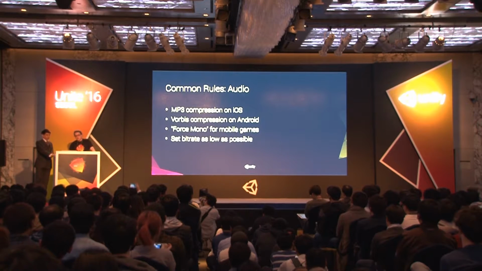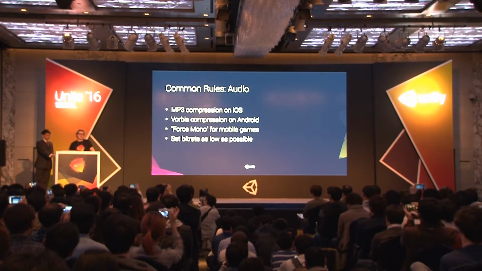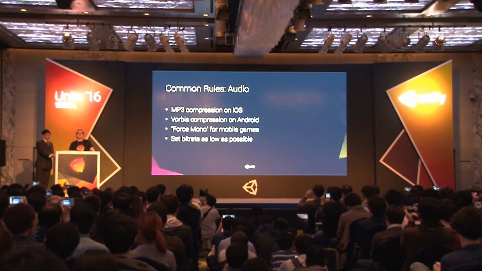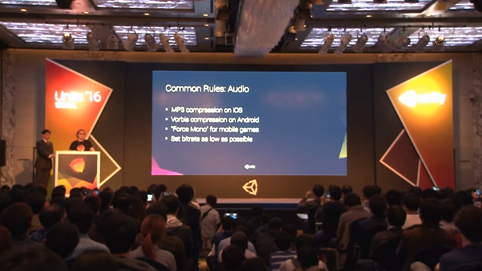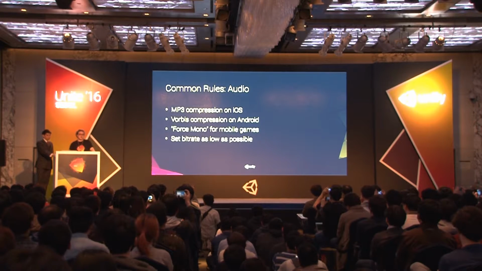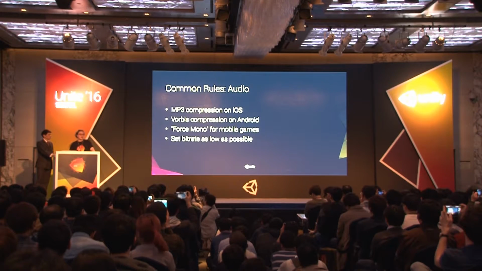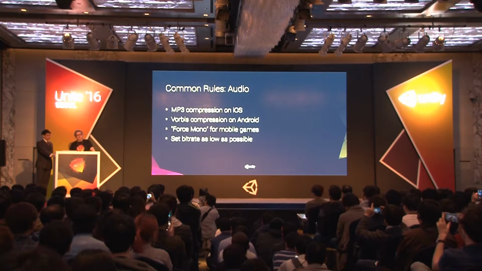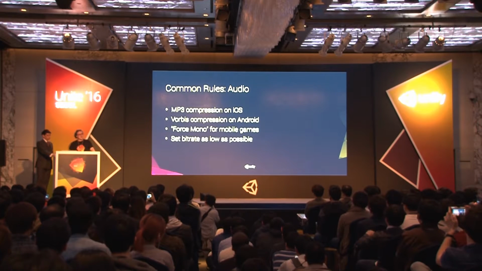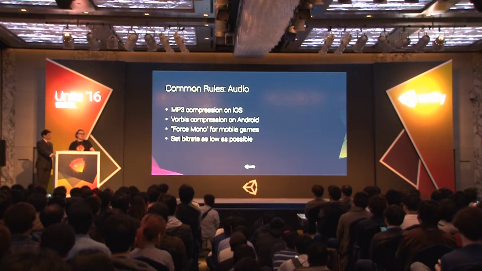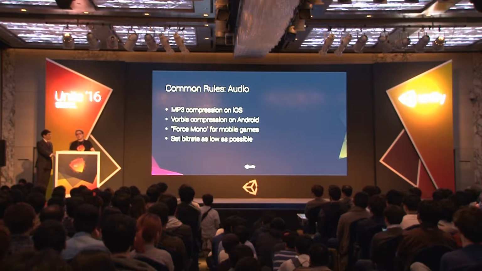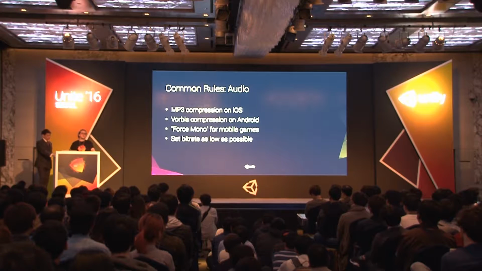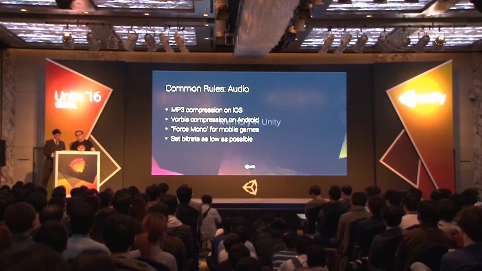For audio, import the raw PCM WAV files in as high a quality as you can. Unity actually compresses the audio files as part of the build process. So if you bring in a pre-compressed audio file, you're actually compressing it twice, and you're going to lose some quality there. So for audio files, there is native support for compressed MP3 on iOS and OGG Vorbis on Android. So use those settings accordingly per platform. And then you can force mono and set more bit rates to save even more kilobytes if you need to.